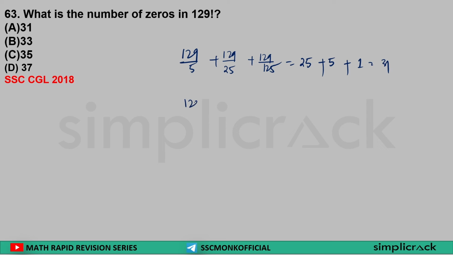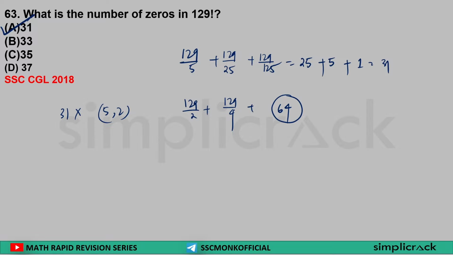Now 129 by 2 plus 129 by 4 plus so on. Sir, 129 by 2 is already more than 60, so that means a minimum of 31 pairs of 5 and 2 will be formed. 31 pairs of 5 and 2 means 31 zeros. So how many zeros will be there? Sir, option A, answer 31.